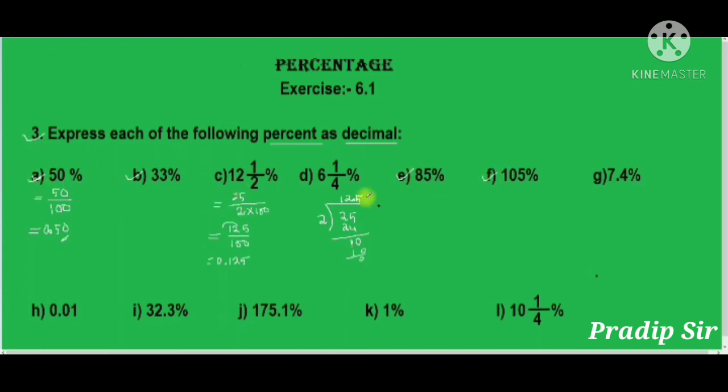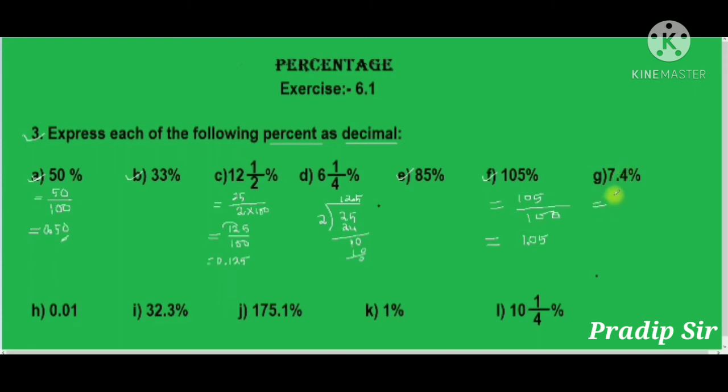Okay, E, F also same, similar to that. So here 105%, F you see 105%, so you write in the denominator what? 100. So here how many zeros? 2 zeros. That means before 2 digits we have to give the decimal. So first you write 105, and before 2 digits, you give the decimal, so it is 1.05.